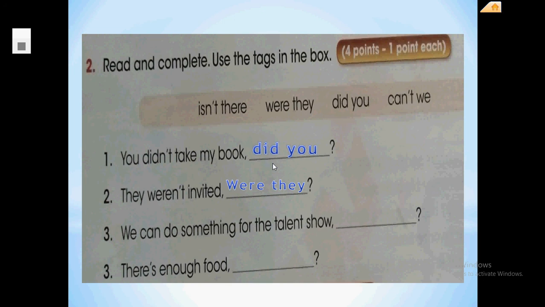Number three, we can do something for the talent show. We can. Yes, teacher. It's similar to this tag, but because of the balance, this is can't, not can. Yes, good. Can't we? The last one is easy to be done. There is enough food. There is. Yes. Isn't there? Very good, guys. Let's move to exercise number three.